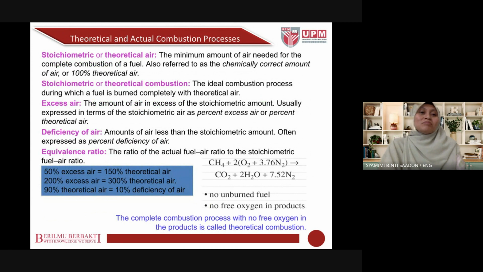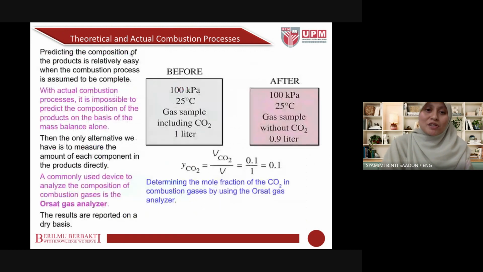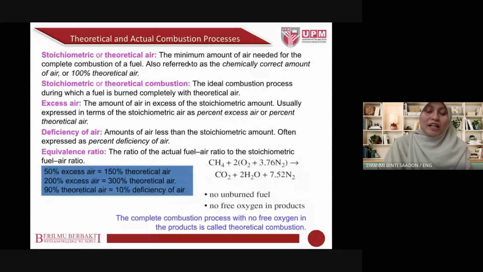And then we have another term that we call stoichiometric or theoretical air. What is stoichiometric or theoretical air? It is the minimum amount of air needed for the complete combustion of a fuel, also referred to as the chemically correct amount of air, or 100% theoretical air. Just now we learned about complete combustion.